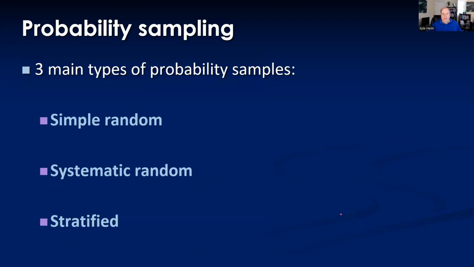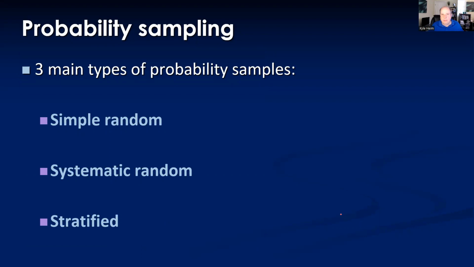So let's talk about three particular types of probability samples. And there are other types as well, but I want you to understand these three main types: simple random, systematic random, and stratified. So let's start with the first of those, simple random sampling.